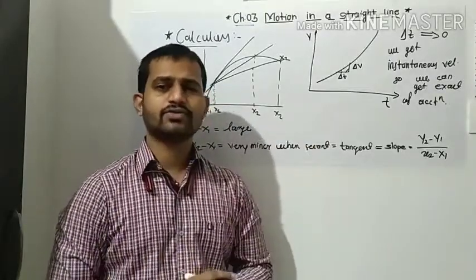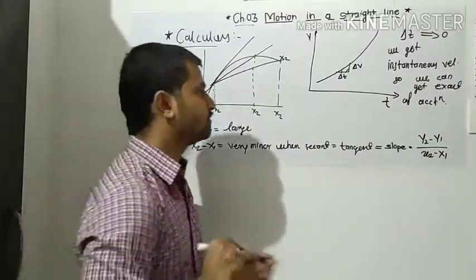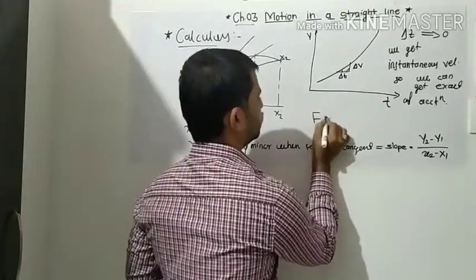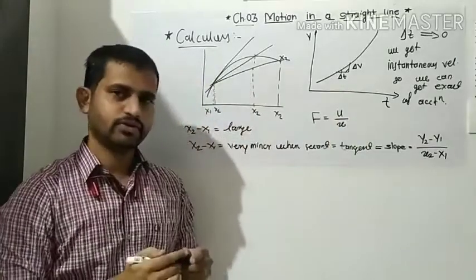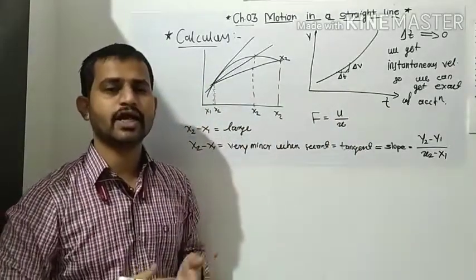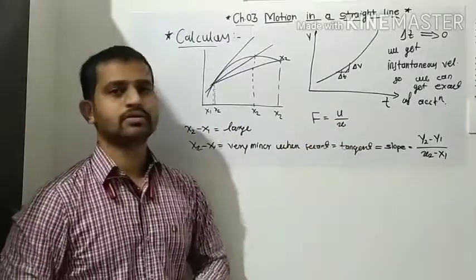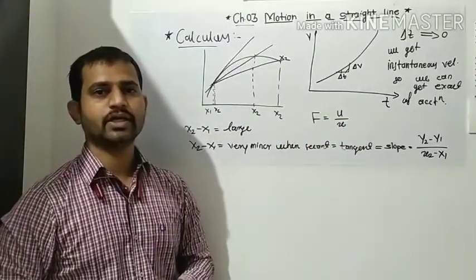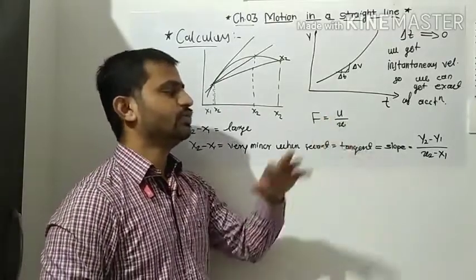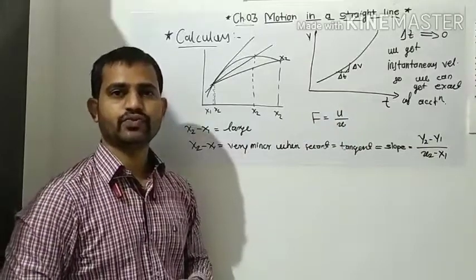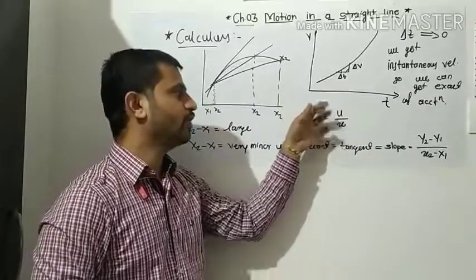Now there are also a number of quantities which are dependent on each other. For example, if we consider force is equal to energy upon displacement, then in that case u is the variable and x is the basic term. So as x changes, we get the value of u, and accordingly we will get the value of the force.